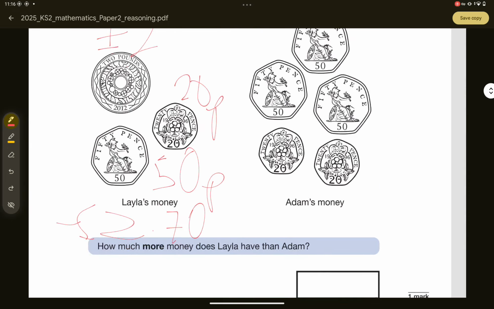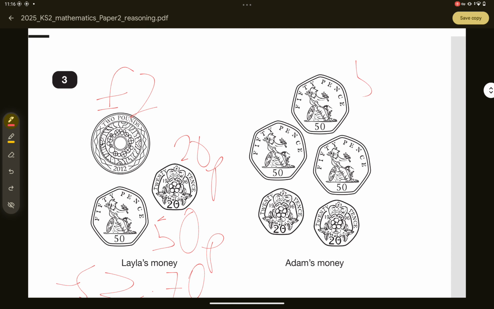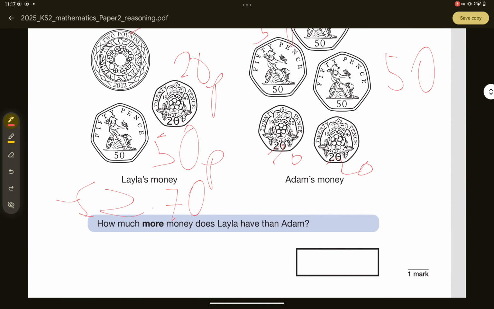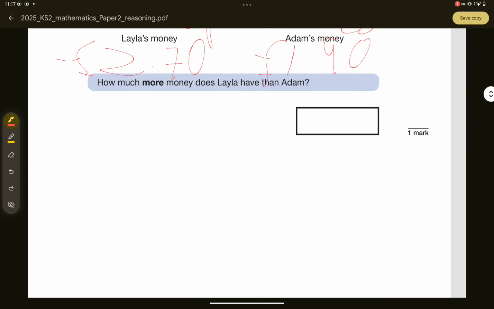And then we need to work out Adam. So 50p, 50p, 50p, and then 20, 20. So 50p plus 50p equals £1, and then plus another 50p equals £1.50. 20 plus 20 equals 40, so £1.50 plus 40p equals £1.90. And then we can do the column method too if you're stuck.